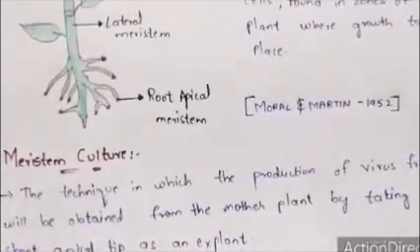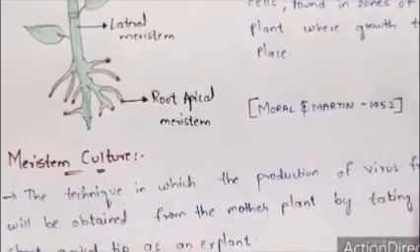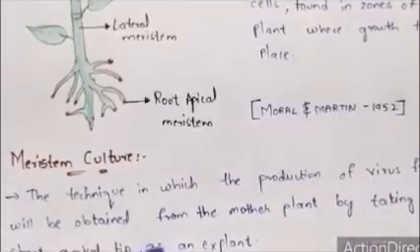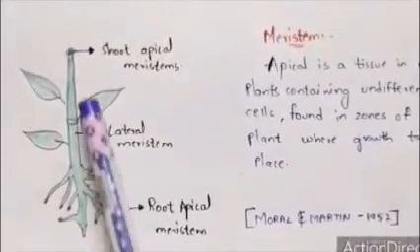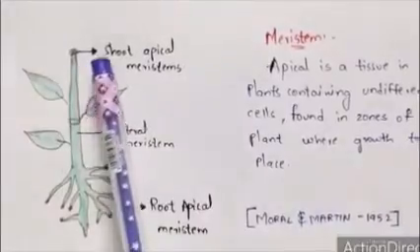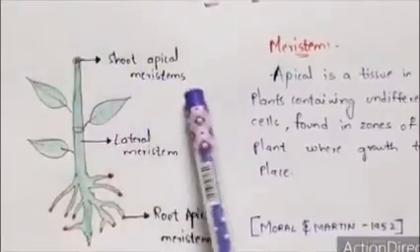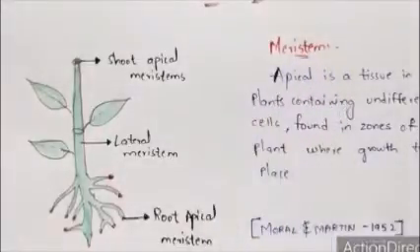As I have written here, the shoot apical tip as an explant, the technique in which the production of virus-free plants is obtained from the mother plant by taking its shoot apical tip as an explant. So by this definition, it is clearly understood that here the shoot apical meristem will be isolated, extracted from this total mother plant, and that shoot apical meristem will undergo the culturing process and form a virus-free plant. How this process occurs will be explained to you later in the diagrammatic explanation.